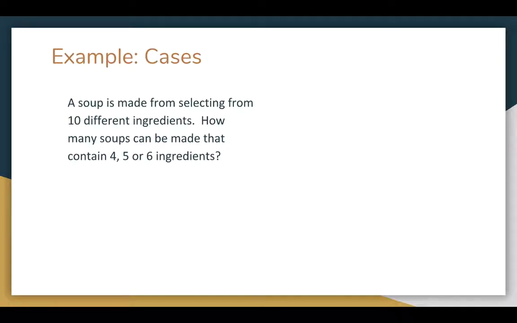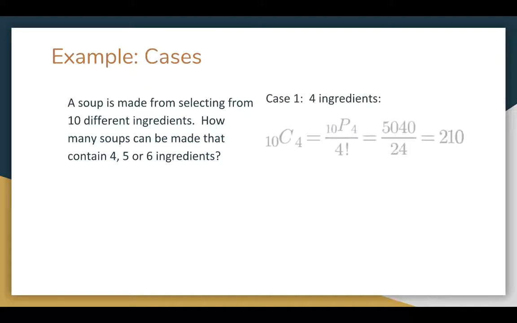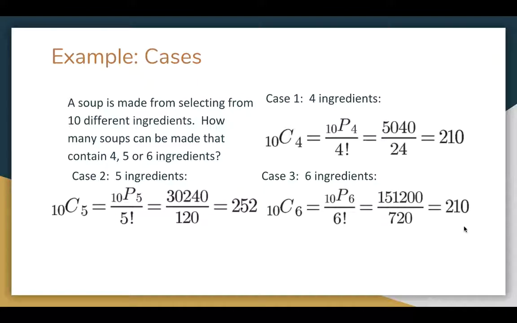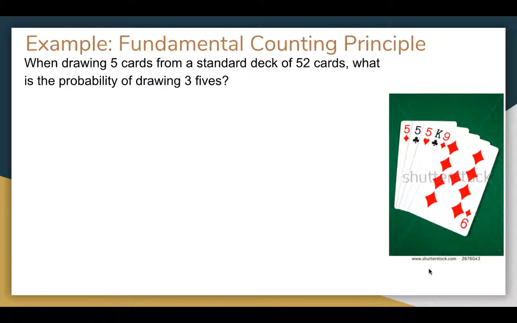Another example with cases. If you're making a soup with 10 different ingredients, and we've got 4, 5, or 6, you can use combinations to say how many. Case 1 would be 4 ingredients, so there's 10 choose 4 ways, which is 210. Case 2 is 10 choose 5, which is 252. And case 3 is 10 choose 6, which is 210 again. There is an interesting pattern that we're going to talk about in the next video about why these are both 210. But if you add these up, you get 672 soups.